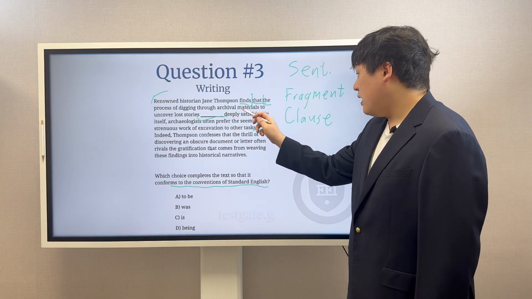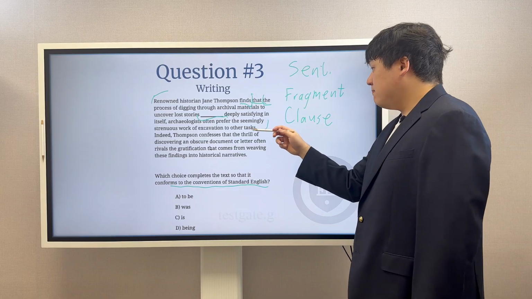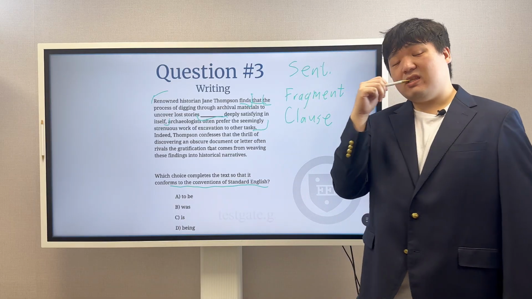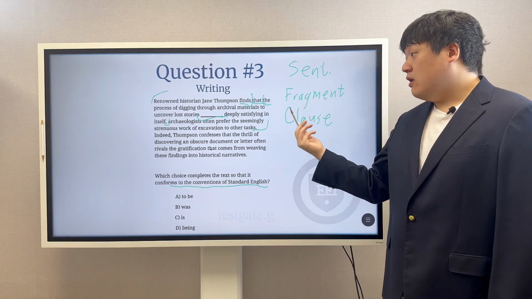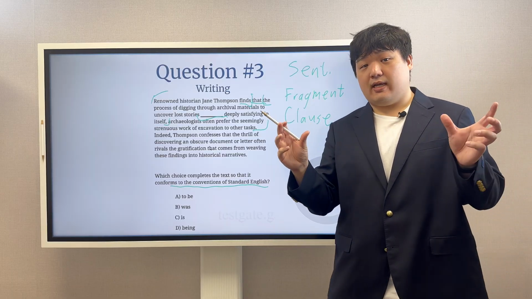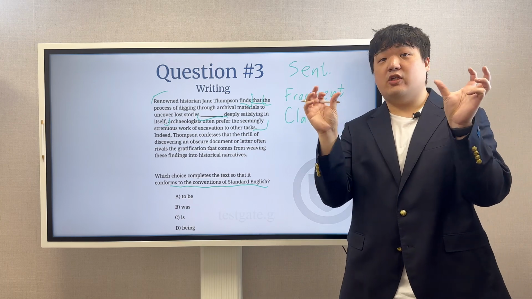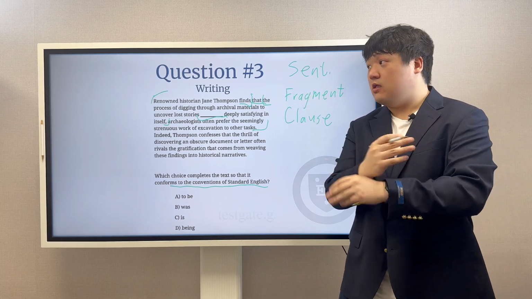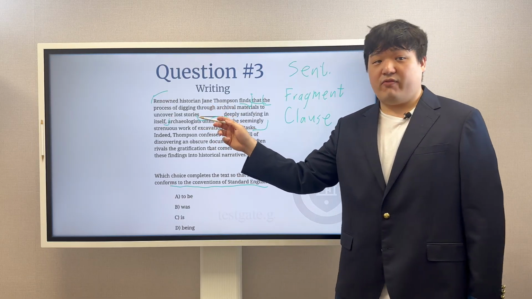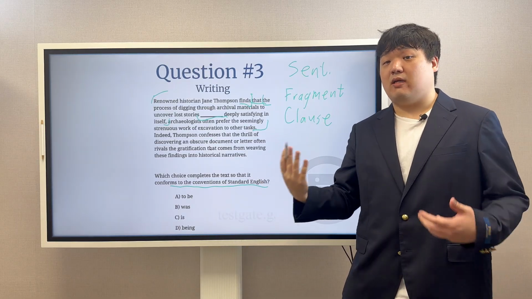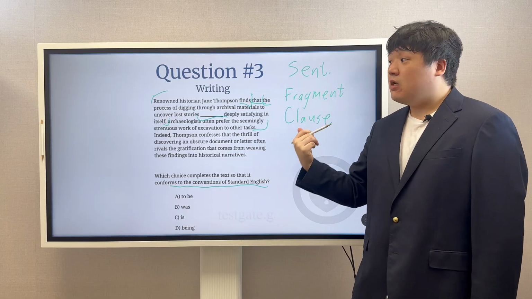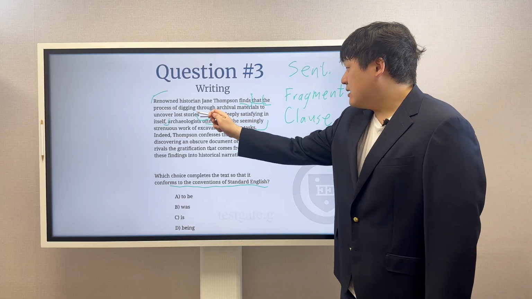"The process of digging through archival materials to uncover lost stories, blank, deeply satisfying in itself," comma. Okay, hold up here. With this comma, we have to think, if this was a full sentence, then this would be a comma splice, which is what happens when you take two clauses and connect them not with a conjunction, but with a comma. That's incorrect. However, since we know that the sentence after that is a full clause, whatever comes before can't be a clause, right? Because the part before is what we're editing. That's what we're working with.